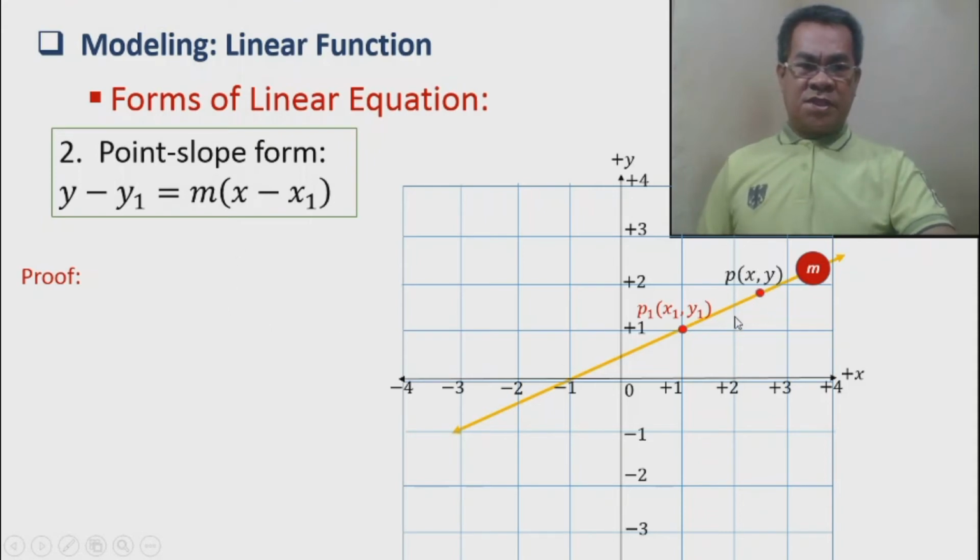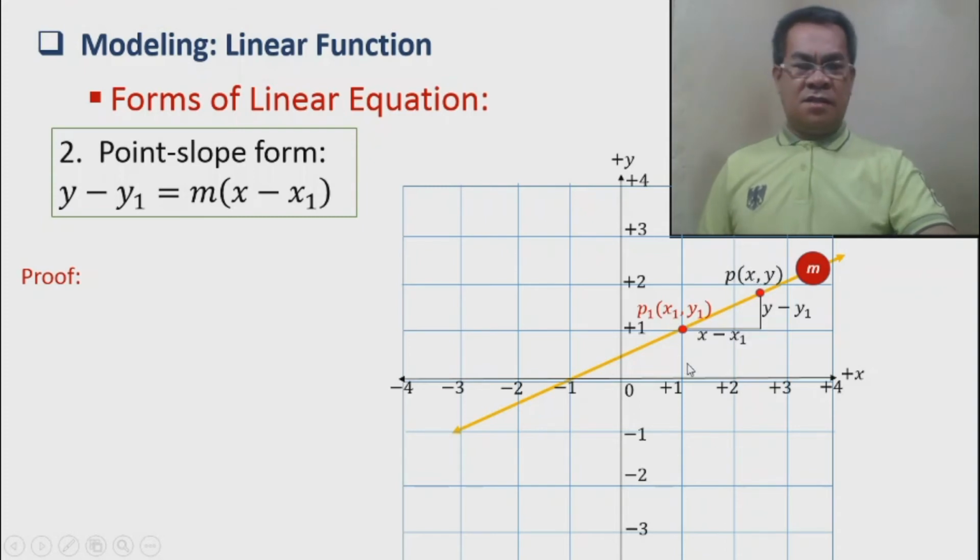So, at any point, we have to construct at any point along this line. Call this P, with X, Y coordinate. Then, again, construct the change in Y and the change in X. The change in Y in this case is what? This is Y, because Y is from the origin towards this point. And this is y1. So this change must be y minus y1, while this one is x minus x1.